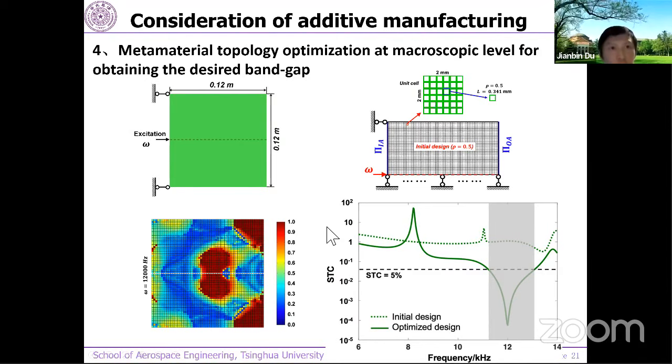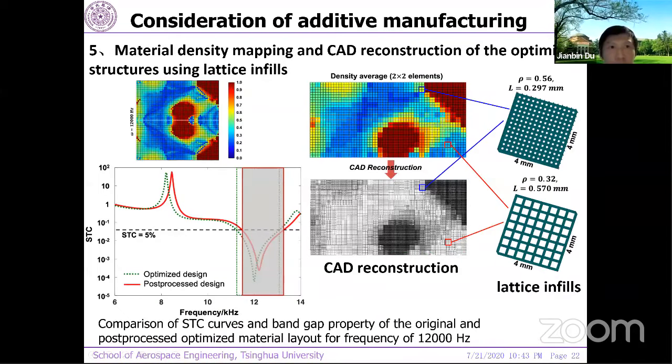And in step four, in step five, we do a translation. The material density will be mapping. Okay. Please pay attention to that. I will finish soon.